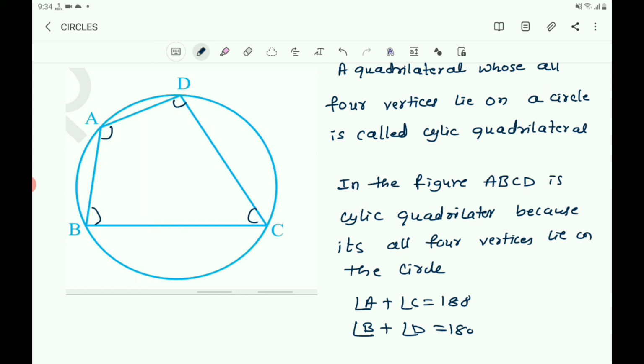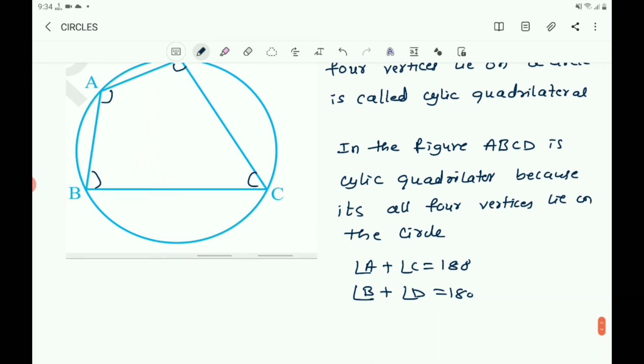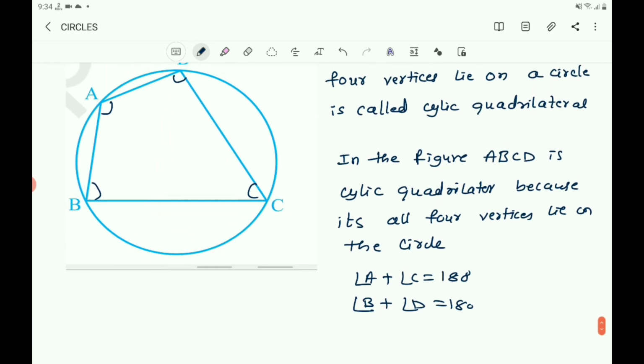If the sum of a pair of opposite angles of a quadrilateral is 180 degrees, the quadrilateral is cyclic. The opposite angles of a cyclic quadrilateral are supplementary, meaning that the sum is 180 degrees. If the opposite angles are supplementary, then that quadrilateral is a cyclic quadrilateral.